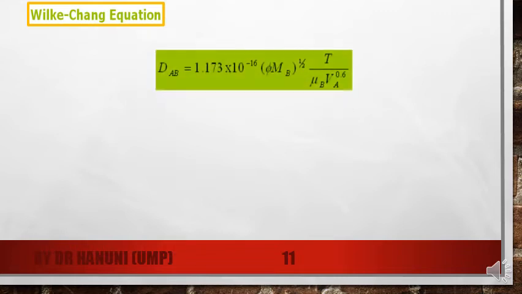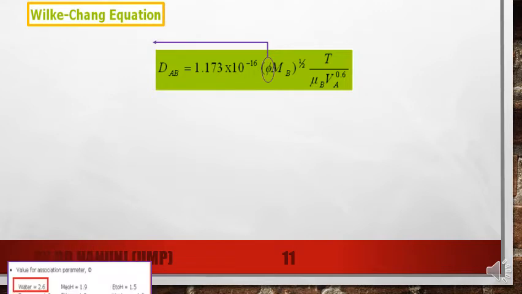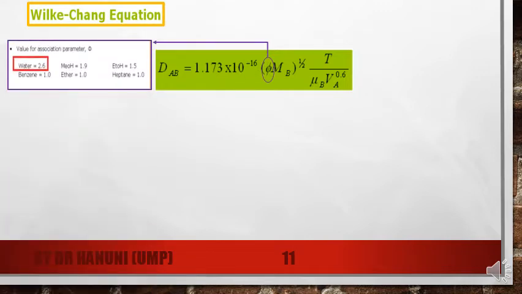Next I will explain in detail about the Wilke-Chang equation, especially on how we can determine the parameters inside the equation. This is the equation. Let's start one by one. First one is sigma. The sigma here is defined as the association parameter. For example, if your solvent B is water, then the value is 2.6. But if it is ether, it becomes 1. It's something like this. These are only some of the components that we have for solvent B.